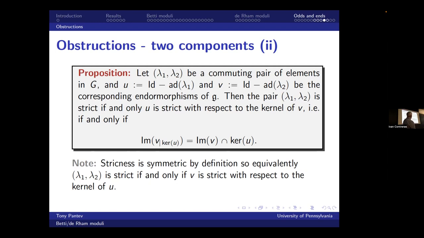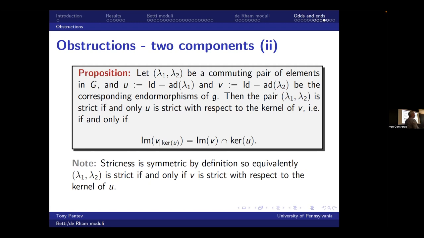One can prove that if one of them is strict with respect to the other, then the other way around, they're also strict. This is the algebraic property of strictness. It says that two elements in the group are strict if these shifted adjoint actions are strict with respect to each other. And that guarantees that you have some Lagrangian, and the local monodromies give you a generalized symplectic leaf. So how do you find pairs like that?